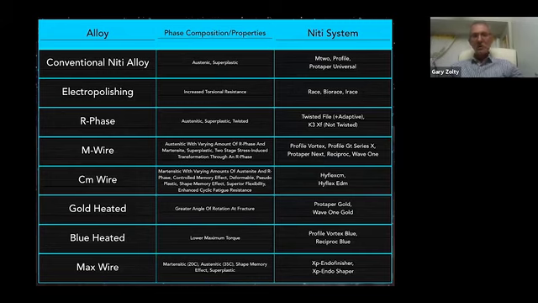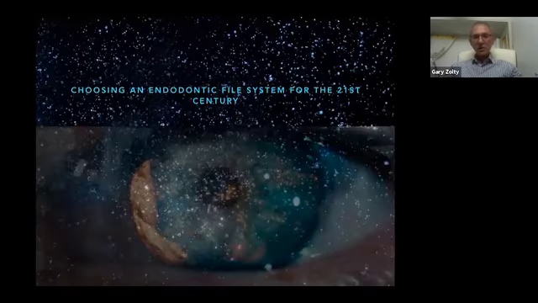I don't think all this real detail is so necessary for your files, because I don't think you can choose a file system based on the alloy and how it's being treated. But I want us to look a little bit closer at that, and we'll talk about that in a minute.